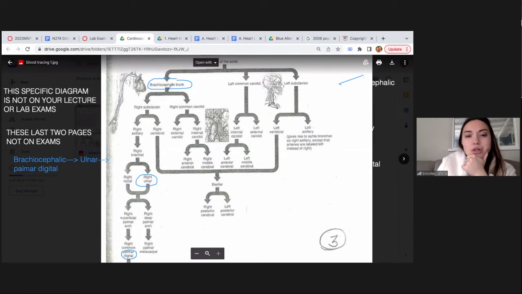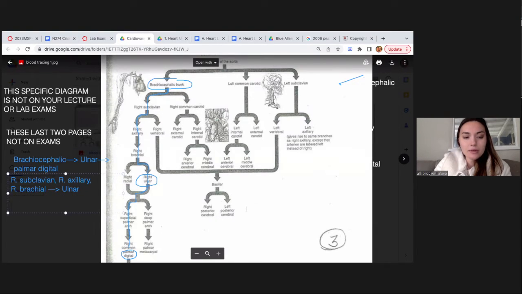So what I'm going to do is trace the arrows over to my next word, and then fill in the blank between them. So between brachiocephalic trunk and right ulnar, I have right subclavian, right axillary, right brachial, and then I get to right ulnar. Does this make sense? Then I get to ulnar. And then the next blank is right superficial palmar arch. And then I get to my last one, which is the palmar digital.